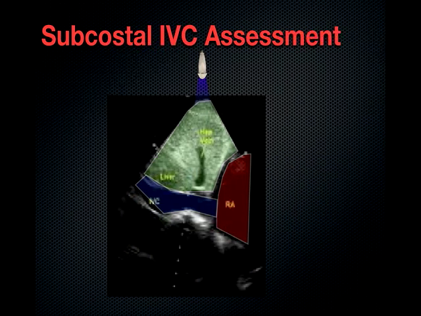This is the view we would get. What we have here is the liver in green, the right atrium in red, and the IVC in blue running through the liver.